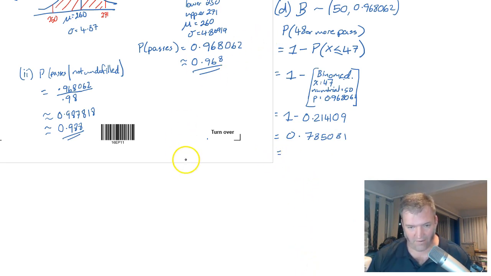And then we simplify that off to 3 significant figures, 0.7858. There, 5881. See, I should have used my calculator for that one. That was silly. 785891, which then rounds off to 0.786.